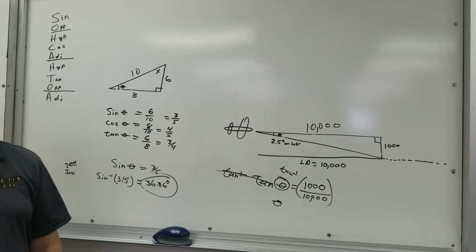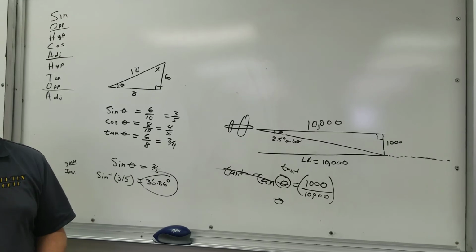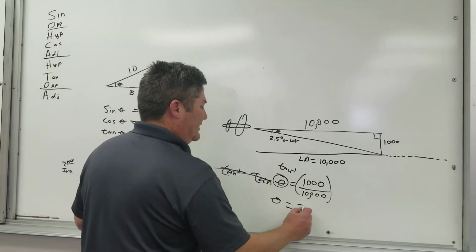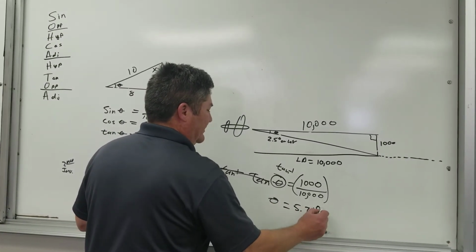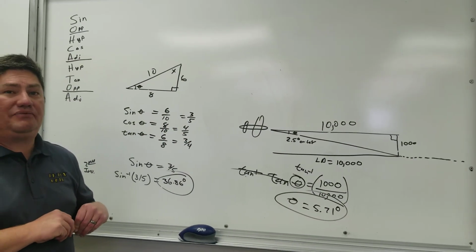And I get what? So hit second tan. 5.71 degrees. Is he safely landing his plane? The answer is what? No.